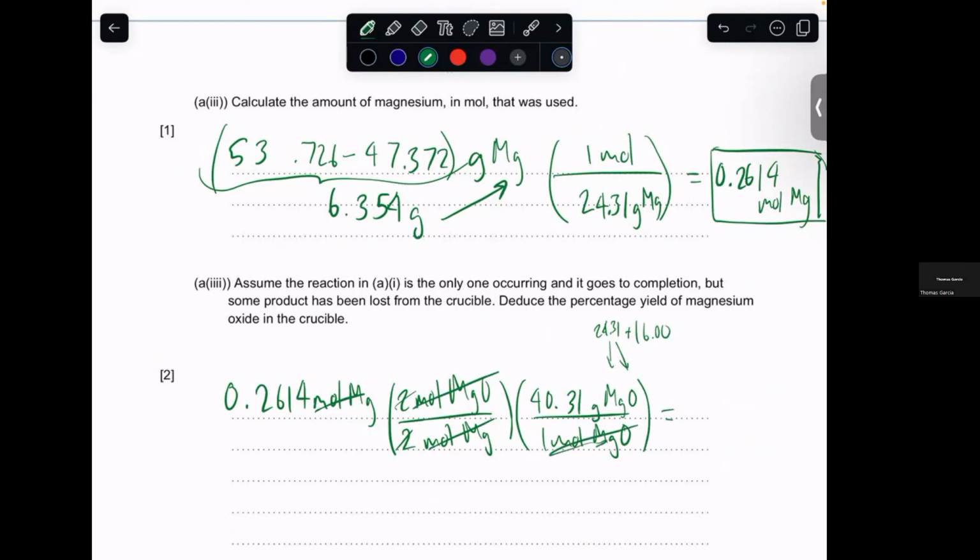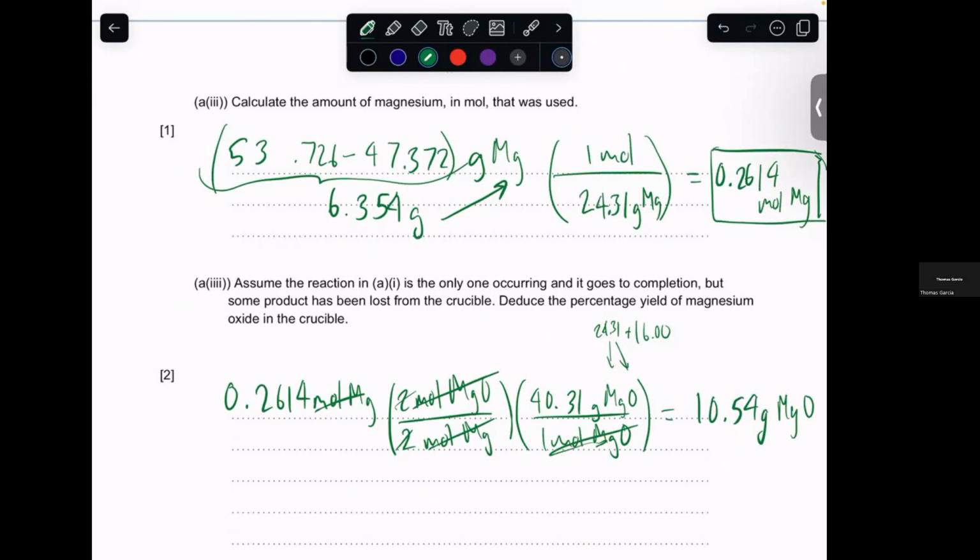I should have 10.536 grams. That's too many sig figs. 10.54 grams MgO. Trying to keep my sig figs consistent. That is how much MgO I theoretically could produce.